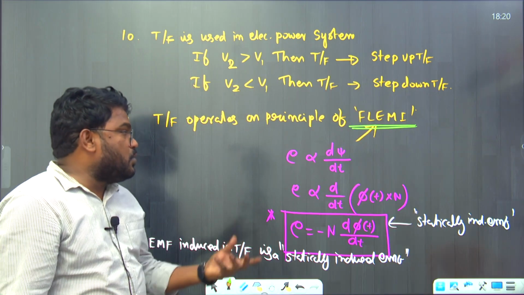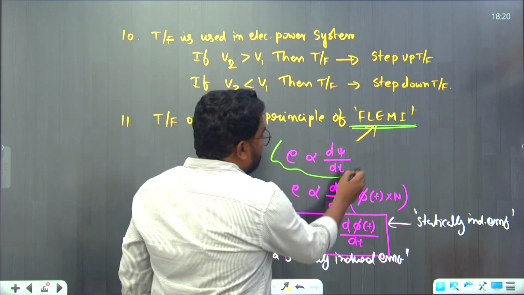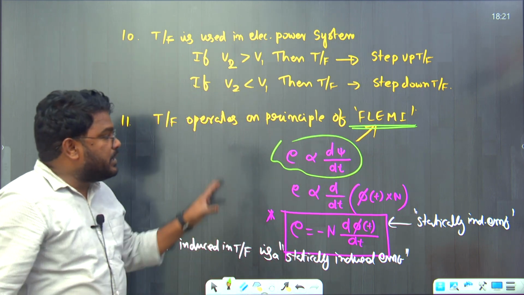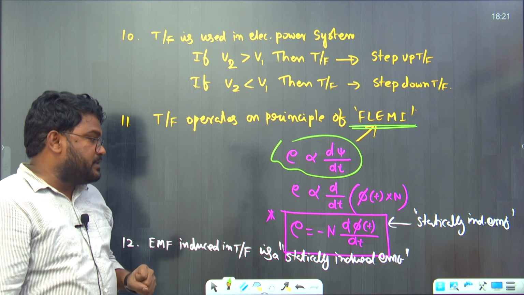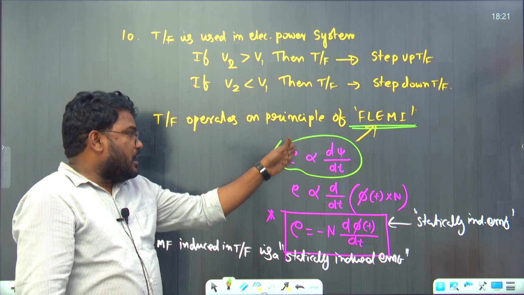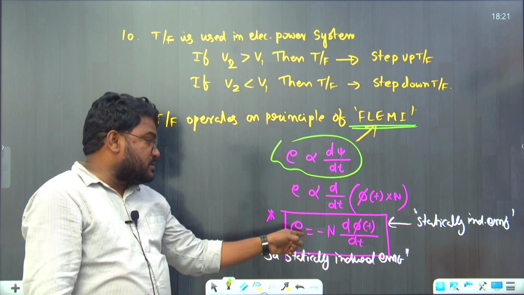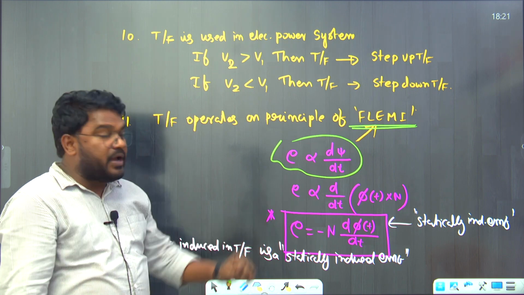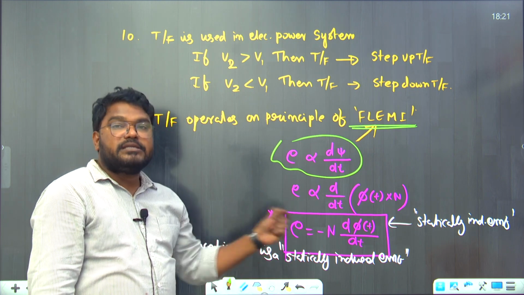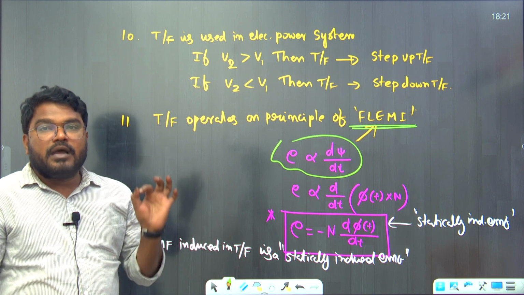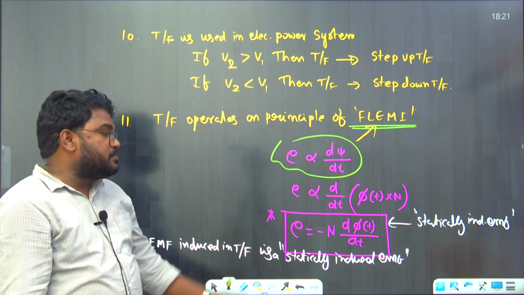The statement we know is that the EMF induced in a coil is directly proportional to the rate of change of the flux linkage. If we remove the proportionality, then we get E is equal to minus N d phi by dt, where the minus sign indicates Lenz's law. Lenz's law means the effect opposes the very cause producing it.